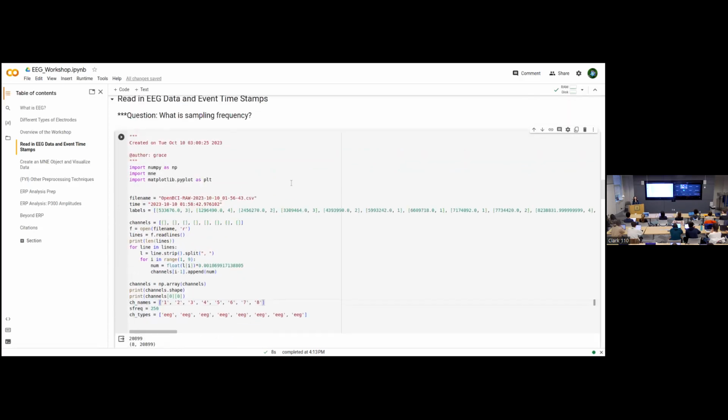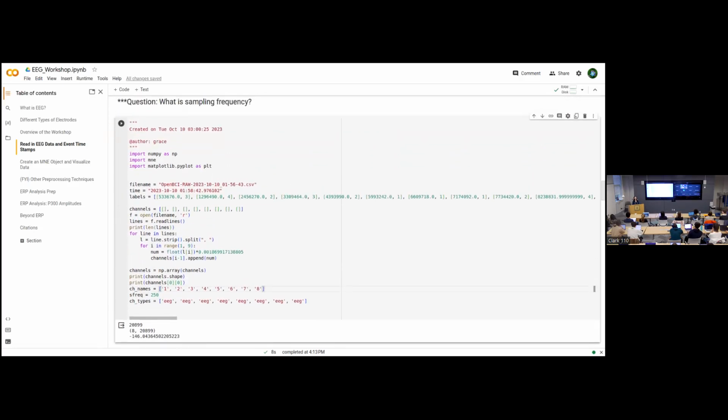What does sampling frequency mean in our case? Why is this significant to us? Or you can think about what the units of sampling frequency are. I can tell you it's in units of hertz, but what does that mean for our data? Anyone have a guess?